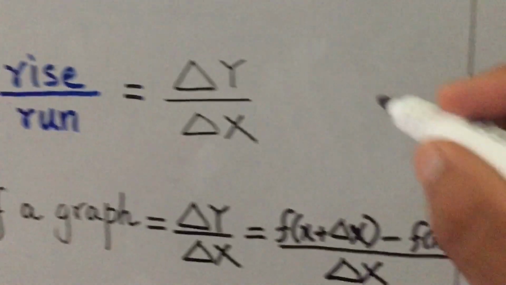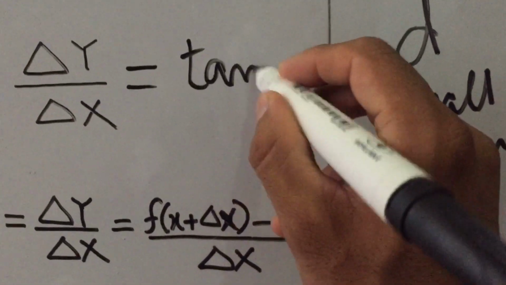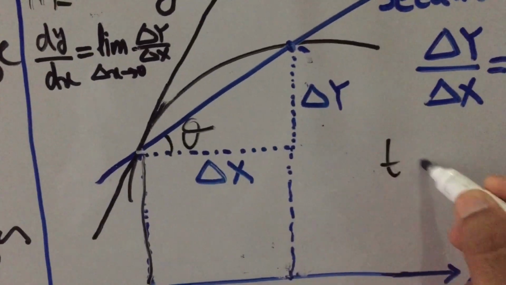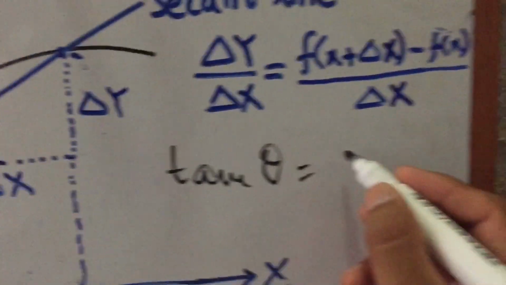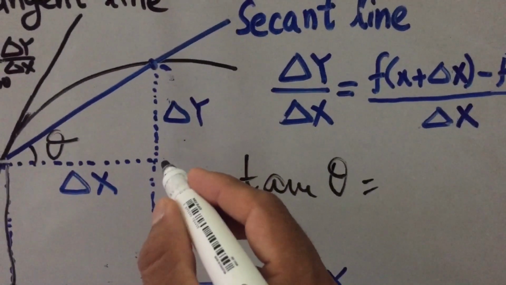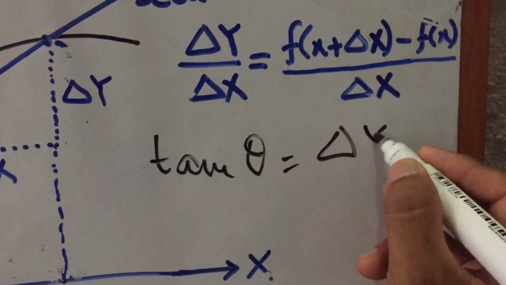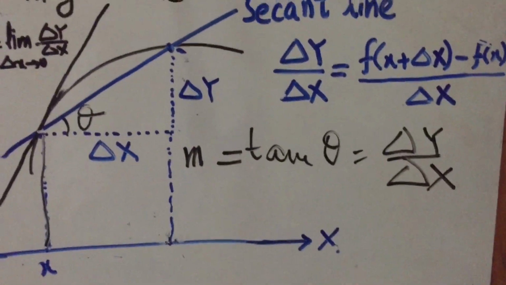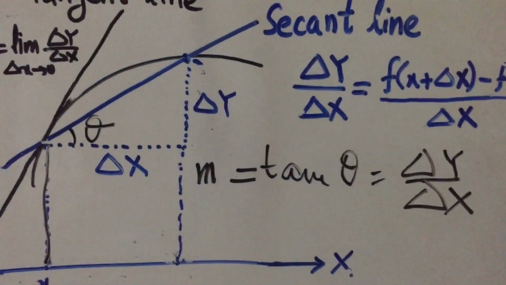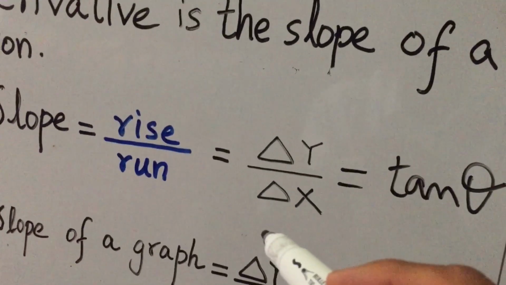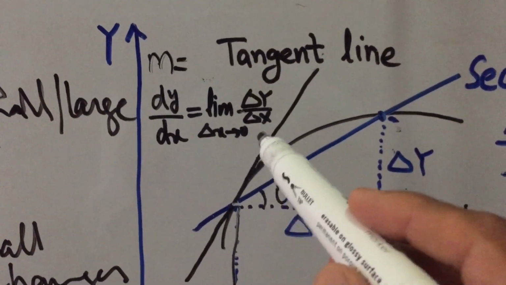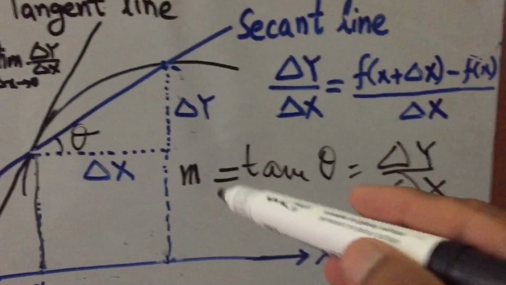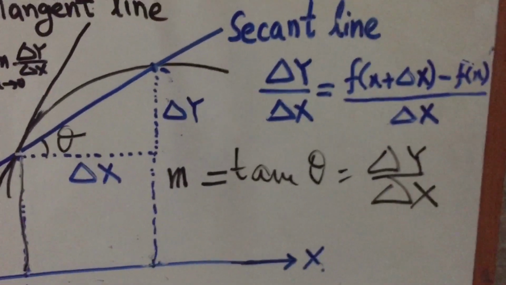Sometimes we use the tangent of an angle. Why the tangent of an angle? Suppose this angle is theta. Tangent theta is equal to perpendicular over base. The perpendicular here is delta y and the base is delta x. So delta y over delta x, tangent theta, is m. This is another way we can find the slope. So we can find the slope with delta y over delta x, or the limit as delta x approaches 0 of delta y over delta x. This is the slope of a tangent line to a curve, and this is another way to find slope.